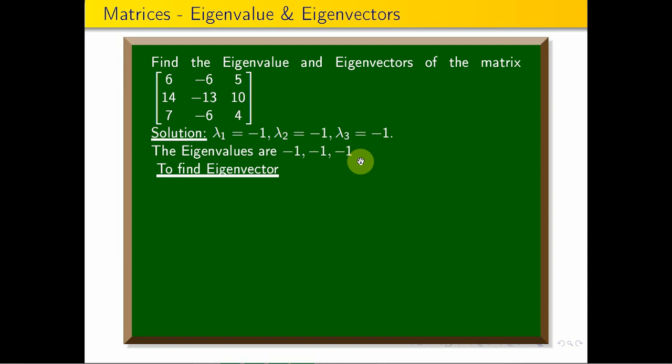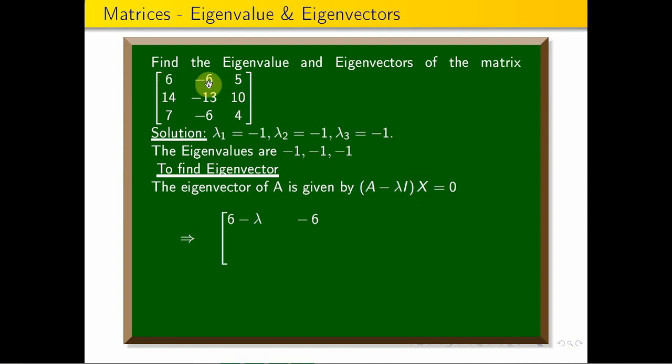Next thing is to find the eigenvector for these eigenvalues. The eigenvector of a matrix A is given by (A minus lambda I) into x is equal to 0. A minus lambda I, how we will write it is [6 minus lambda, minus 6, 5; 14, minus 13 minus lambda, 10; 7, minus 6, 4 minus lambda] times [x1, x2, x3], which is equal to 0. Now multiply this matrix row into column.